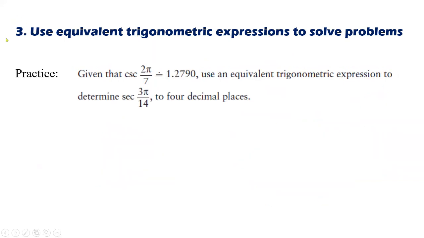Okay, all right, let's see another question here. I'll give you 3 minutes to solve this question, okay?